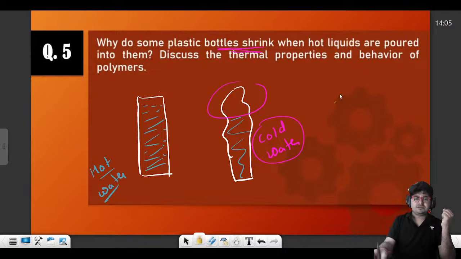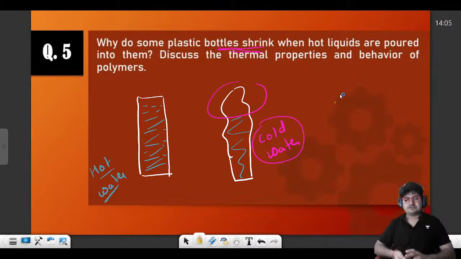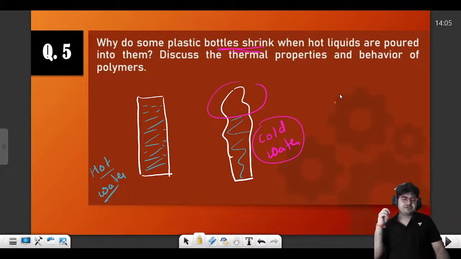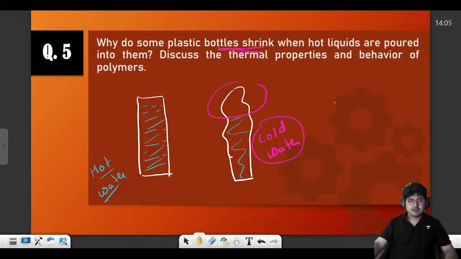So the point is why? Why is this shrinking of the bottle taking place? What is the thermodynamic consideration in this? Plus, one more point here is what are the thermal properties and behavior of polymers? Think about this, try to visualize this scene in your mind.